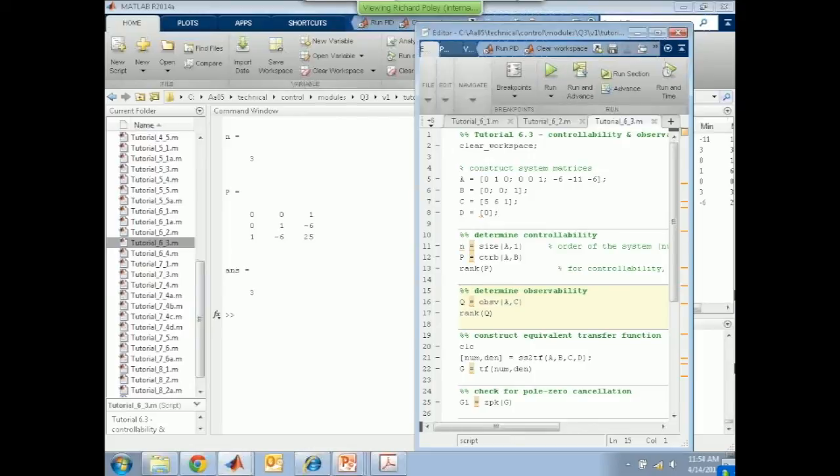Now let's go on and do the same thing for observability. We know already that n is 3. I don't have to recompute it. Observability, this is the observability matrix. Unfortunately, the largest non-zero determinant is a 2 by 2 matrix in here. It has a rank of 2. 2 being smaller than 3, this is an unobservable system.